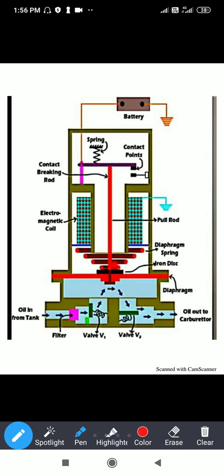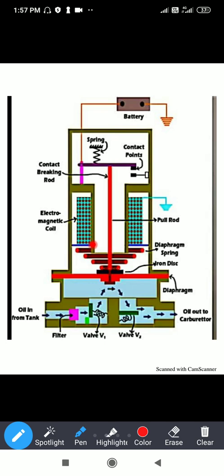Now see, the main power is being supplied by the battery, and this electrical coil is connected to the earthing of the armature. When the power is supplied to this magnetic coil, magnetic flux starts to generate. When this magnetic flux starts to generate, magnetic force is generated. This magnetic force converts the electrical energy into mechanical energy.